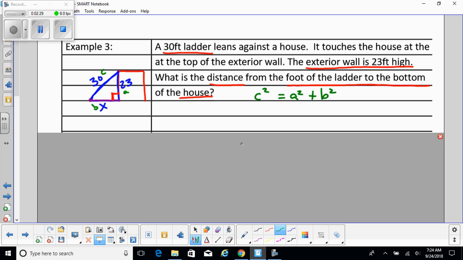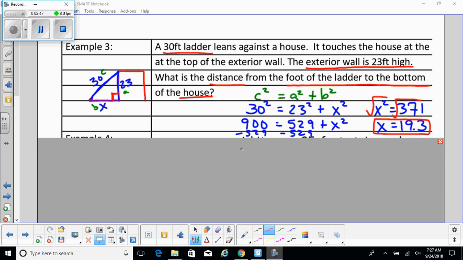So go ahead and pause the video and figure out what X is. When you have finished doing the work, restart the video and check your answer. All right, and you should have gotten that X is equal to 19.3. If you didn't for some reason, please raise your hand and we will be glad to give you some assistance.